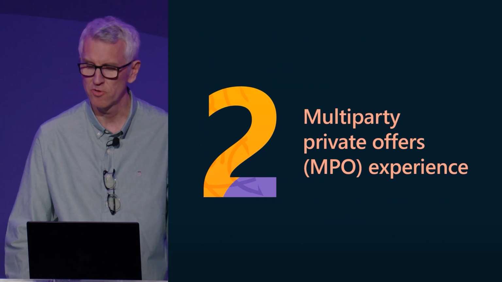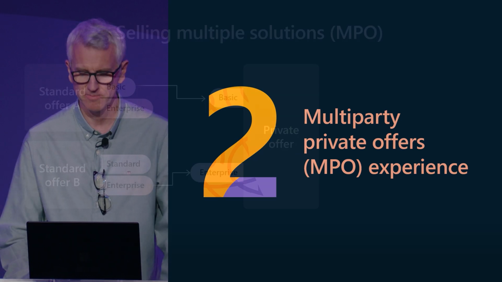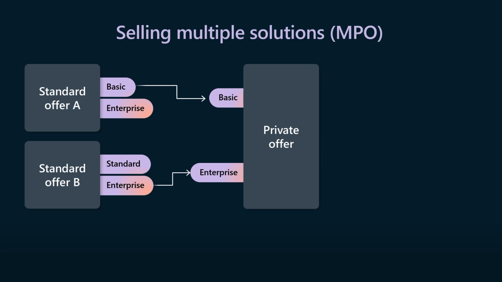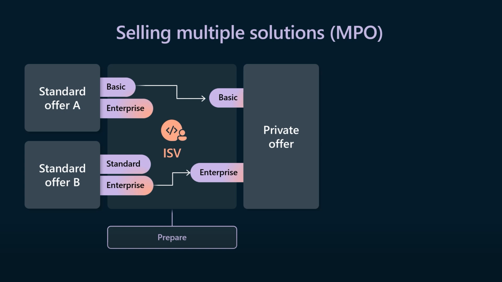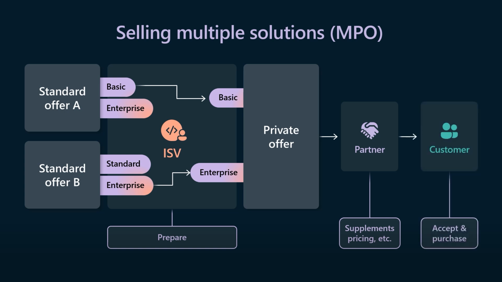Okay, so we now have an understanding of private offers and how they're constructed. So let's now take a look at multi-party private offers, or MPOs. We've seen how the private offer is constructed from one or more existing public offers in the plans. This is the responsibility of the ISV. However, rather than the ISV sending their private offer directly to a customer, under the MPO, the offer is first sent to a designated channel partner. Now, this partner will supplement the private offer in terms of its pricing, i.e. adding their margin, and maybe uploading additional terms and conditions, etc. And we'll see this a bit later in this session. Now, once complete, the partner sends the private offer to the customer for them to accept and then purchase.